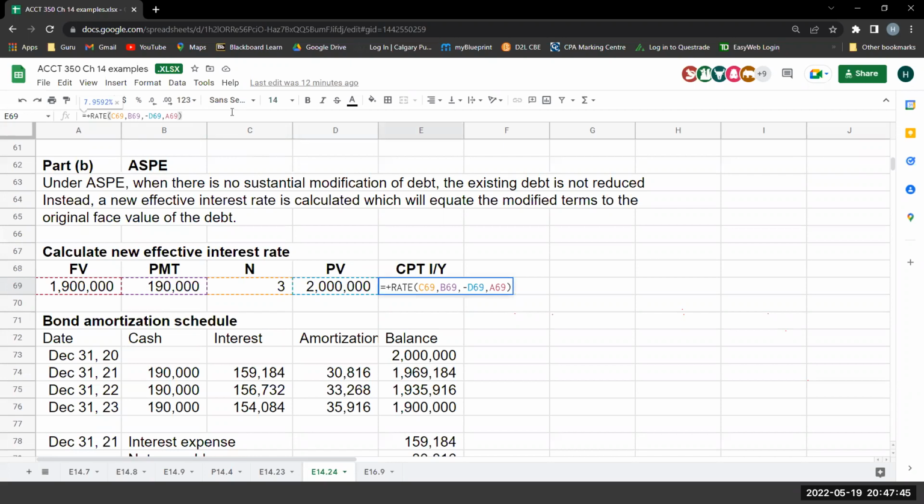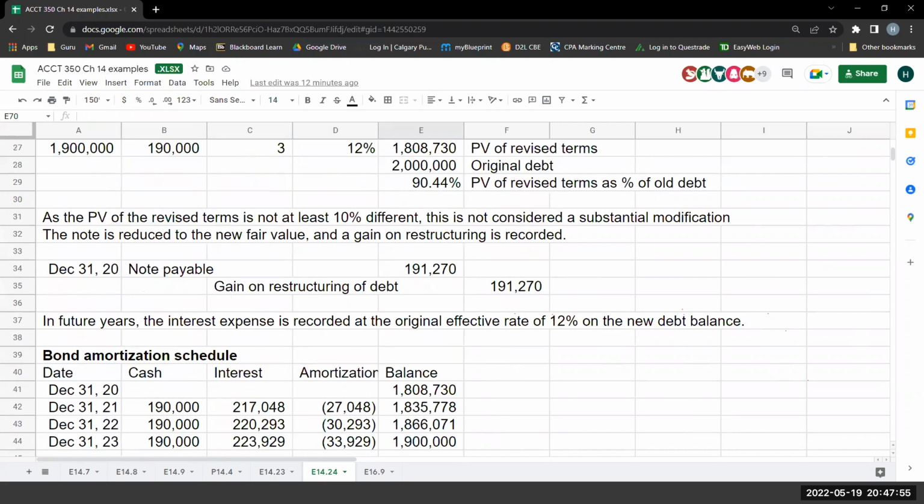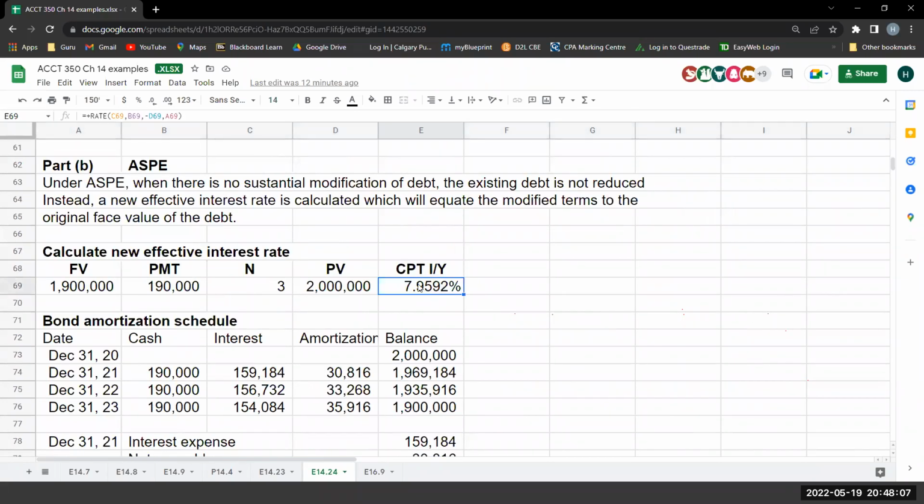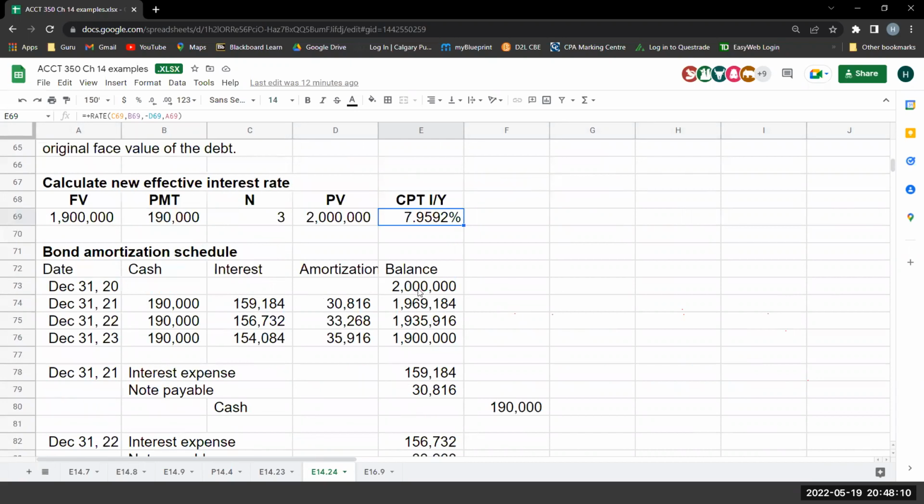Now that new effective rate works out to 7.9592%. So under ASPE, we do not record this gain on restructuring. There's no gain on restructuring business. So instead, you recalculate a new discount rate that'll make this happen. So starting with a loan value of $2 million, you say, okay, we're going to pay cash of $190,000 at the end of the first year. You say, okay, that's going to include interest of 7.9592% of $2 million, which is 159,184.